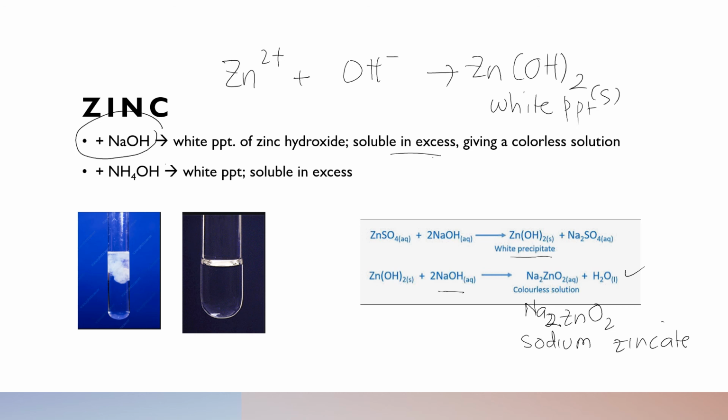When we add ammonium hydroxide, white PPT forms and is also soluble in excess because Zn(OH)2 with ammonium hydroxide will form a complex.